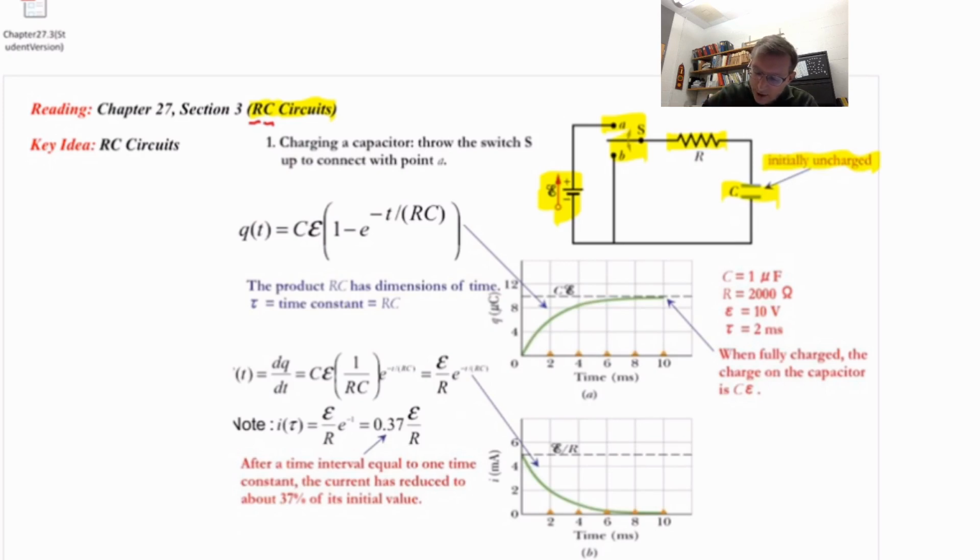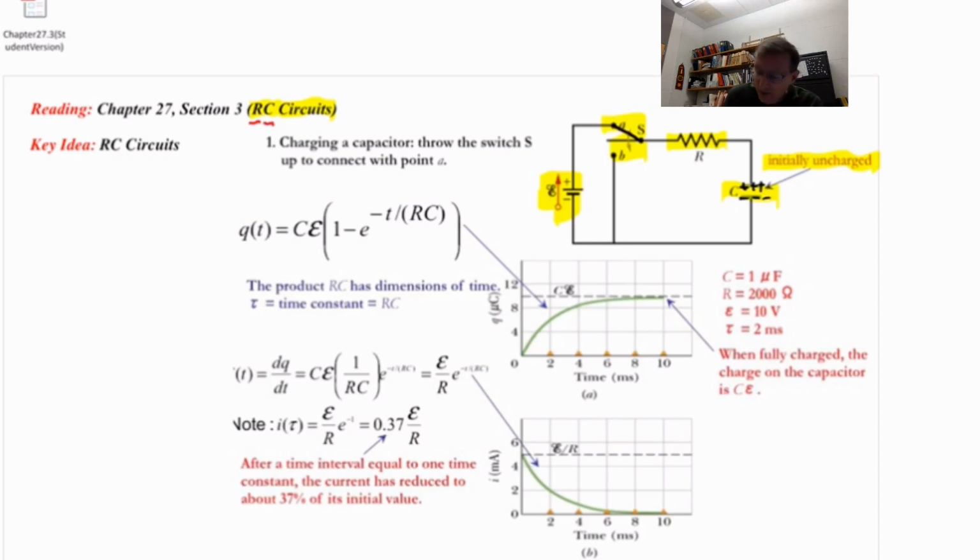And when we're ready, and we're going to call it time zero when we do this, we're going to throw this switch S so that it makes a connection with point A by just pushing that line up. Then we will have a closed loop consisting of the EMF, the resistor, and the capacitor. And the EMF will do work on positive charges and make current, and that will start charging up the capacitor. And the top plate will end up getting positively charged, and the lower plate will end up becoming negatively charged. And we want to be able to analyze that process, okay?